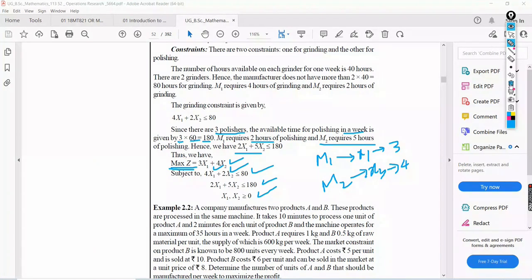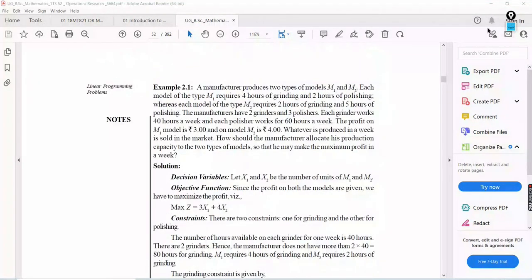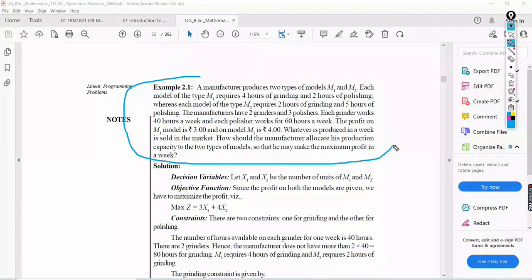All of you got my point? What I explained here? Is this clear? Yes, sir. Understood? Yes, sir.